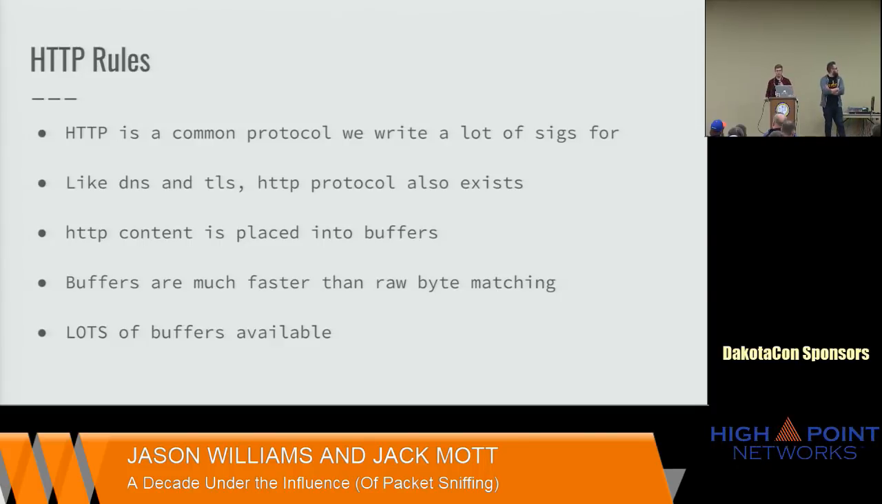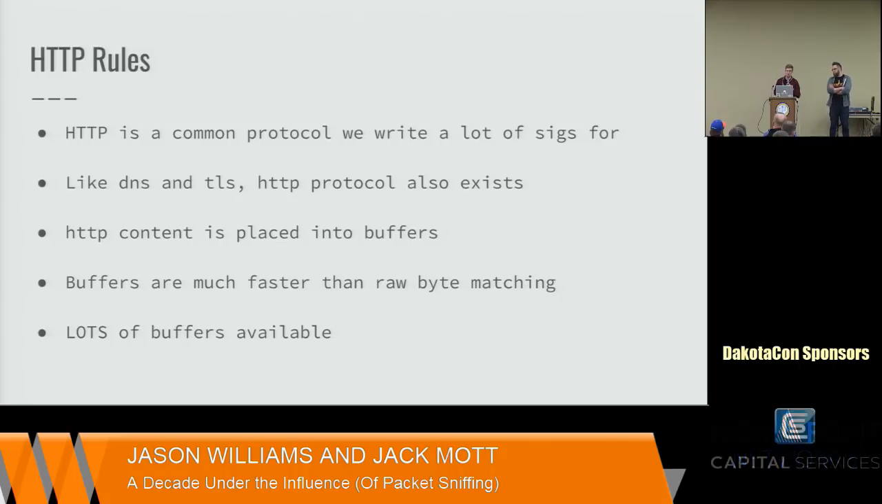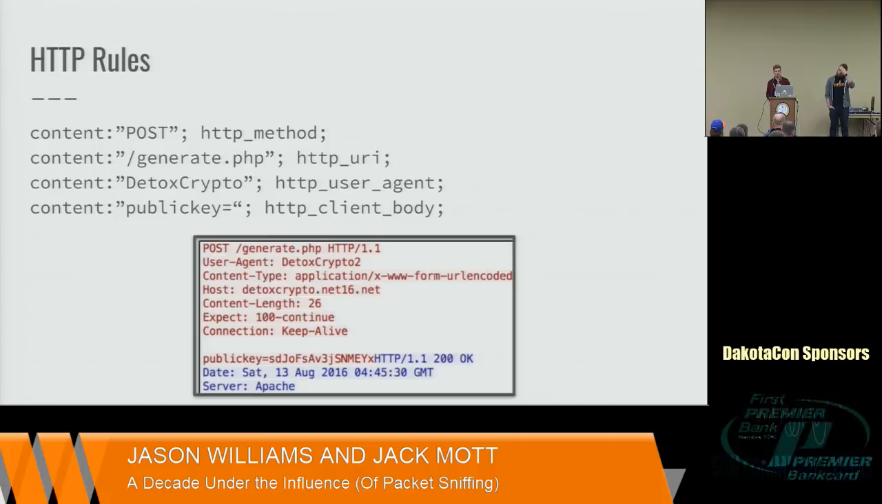For HTTP specifically, which we write a ton of rules for, we have a lot of what are called buffers. When you look at that HTTP traffic, every single part of it is ripped out and put into a little bucket. The HTTP method is just that: post, get, head, whatever. We can match in that little bucket instead of trying to match in the entire packet, so it makes our rules really efficient, which helps the sensor out. The more efficient our rules are, the fewer problems we'll have with our sensor as we inspect more and more traffic.